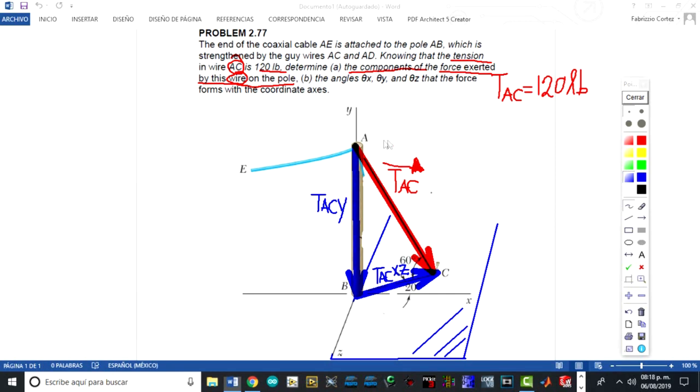So as we can see, we have this vector in 3D, and we are going to decompose it in two components. That will be one vertical and another component that is between the X and Z plane. So we can write it in two dimensions in order to calculate some things, because for example we already know that this vector has a magnitude of 120 pounds. We don't have the direction, but we have the magnitude.